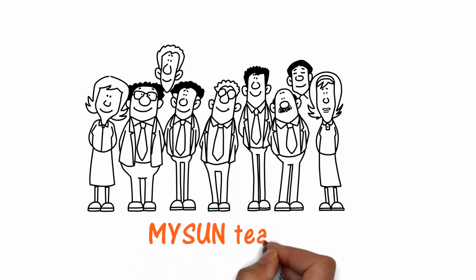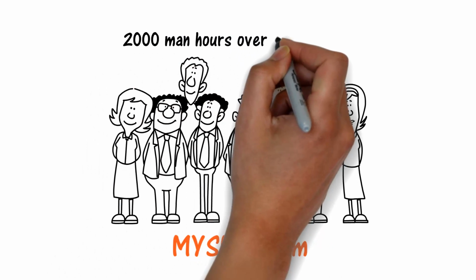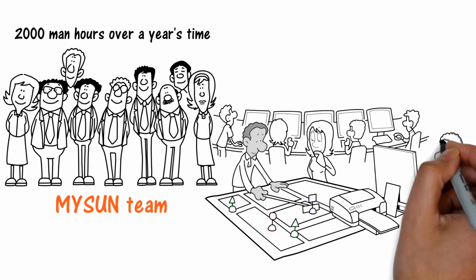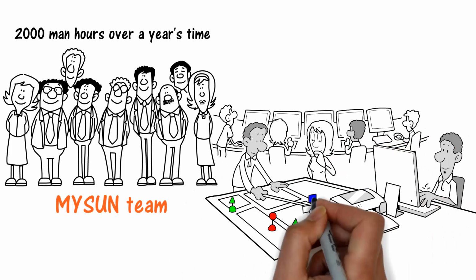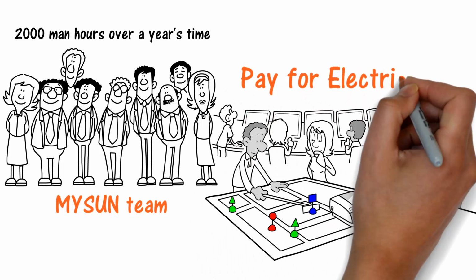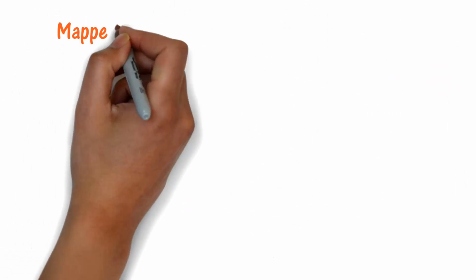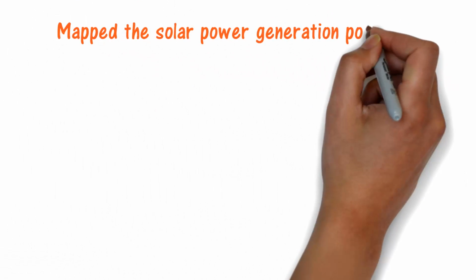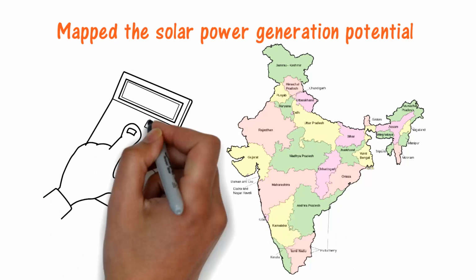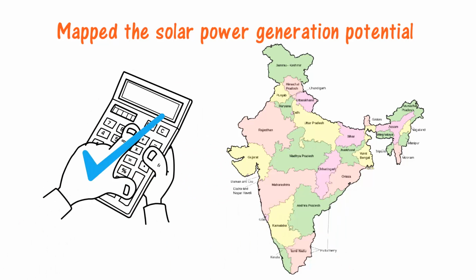The MYSUN team has spent over 2,000 man hours over a year's time mapping each and every PIN code in India, each and every consumer category and their power consumption patterns, and the slab-wise charges they pay for electricity. We've also mapped the solar power generation potential all across India, and then used highly advanced and complex algorithms to ensure that the calculator is extremely accurate.